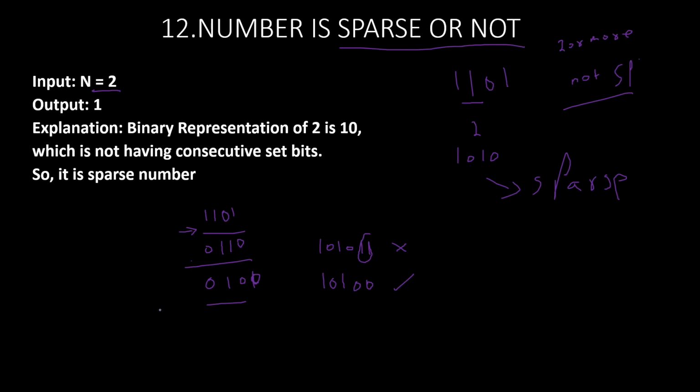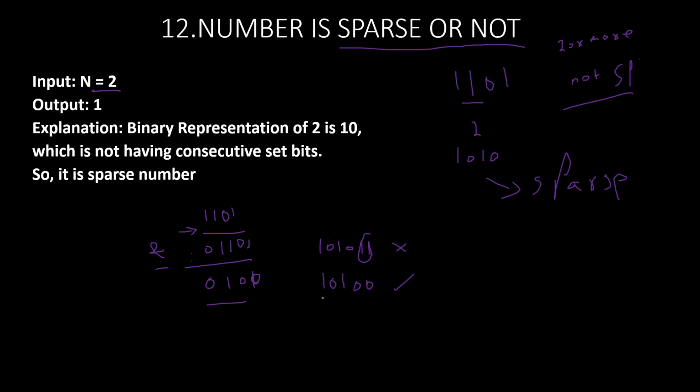Okay, if we get any non-zero value after doing the AND operation here, this is an AND operation, don't forget, and this is with the right shift value of the above value only. So if we get any non-zero value, then it means it is not a sparse number.